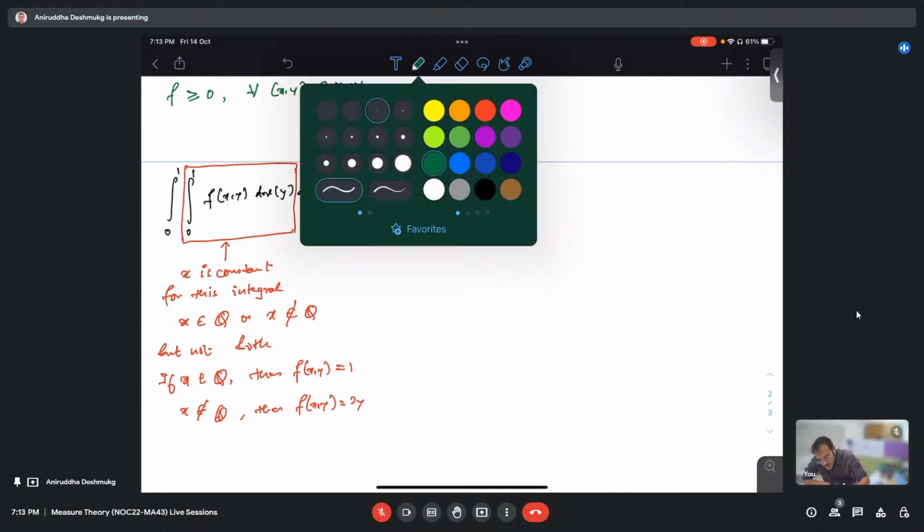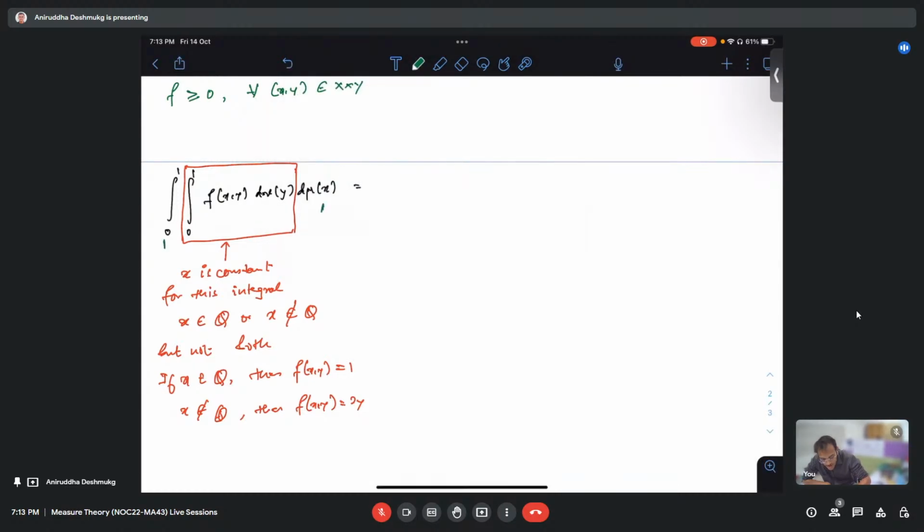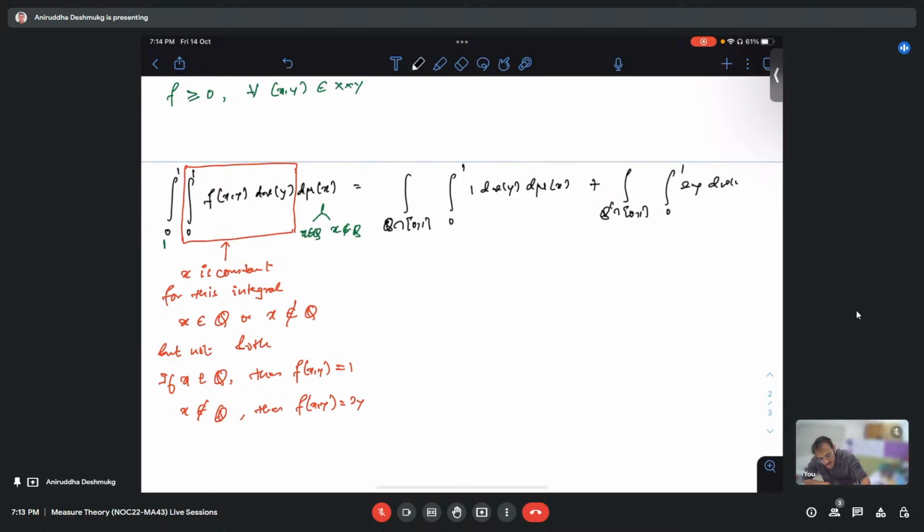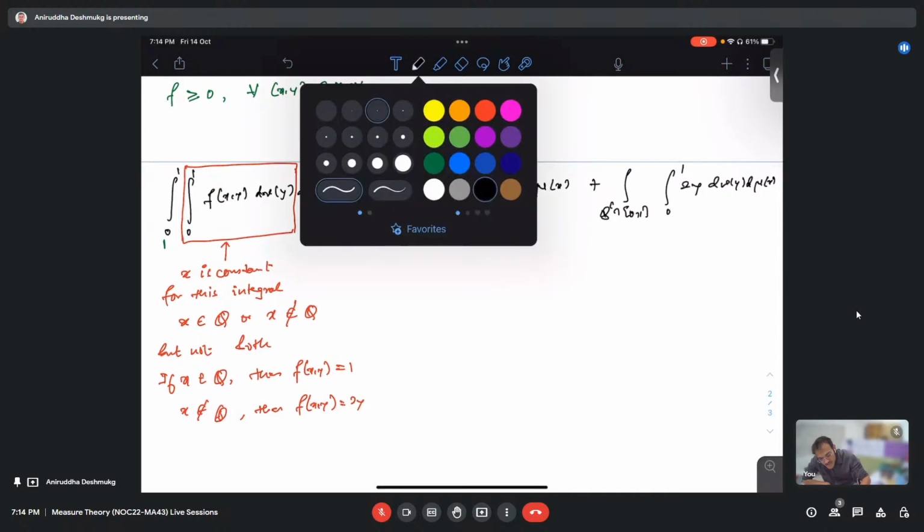So I can split this whole integral into two parts. Basically, we are going to split the outer integral into two parts: when x is a rational number in [0, 1], and when x is not a rational number in [0, 1]. So it becomes the integral over rationals intersect [0, 1] of the integral over [0, 1] of 1 dν(y) dμ(x), plus the integral over irrationals intersect [0, 1] of the integral over [0, 1] of 2y dν(y) dμ(x). If one notices, the inner integral in both the cases is 1.